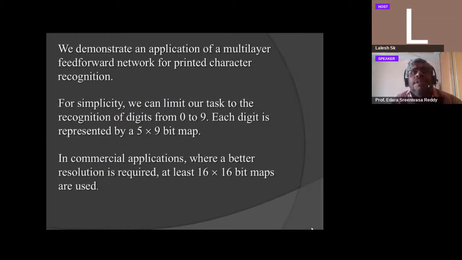Let us demonstrate an application of a multi-layer feed-forward network for printed character recognition. For simplicity, we limit our task to the recognition of digits from 0 to 9. It can be extended to any character, whether A to Z or something else. But it is very, very difficult to implement for Telugu characters. The simple characters are English only, A to Z.